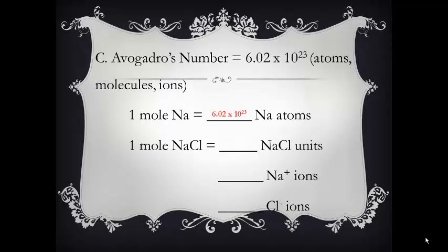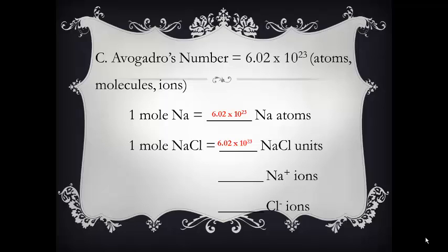More review of Avogadro's number. So if you have a mole of sodium, 6.02 times 10 to the 23 atoms of sodium. If you have a mole of sodium chloride, same thing. Avogadro's number, 6.02 times 10 to the 23 sodium chloride units. Now here's a little tricky. So sodium chloride is made up of 2 ions, a sodium ion and a chlorine ion. So sodium is plus because it loses 1 electron. Chlorine is negative because it gains that 1 electron.